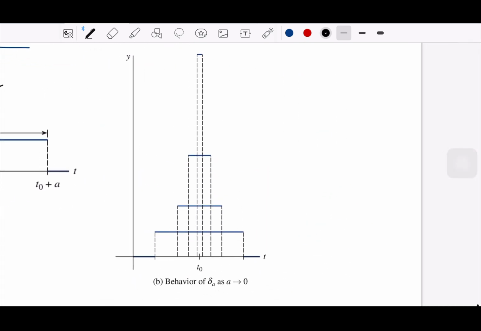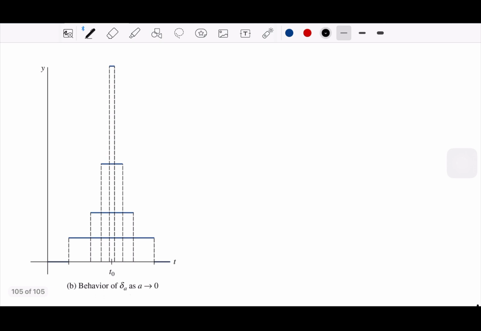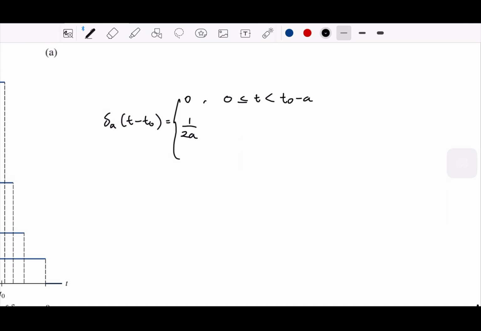Now we can write, or maybe let me put it here so that I can write on the side. So the delta between this interval will be 0 from t until t0 minus a. It means it's going to be 0 here. And then it will be equal to 1 over 2a, that is the length of this part, okay? This is for t0 minus a less than or equal to t less than t0 plus a, and then becoming 0 again when t is greater than t0 plus a.